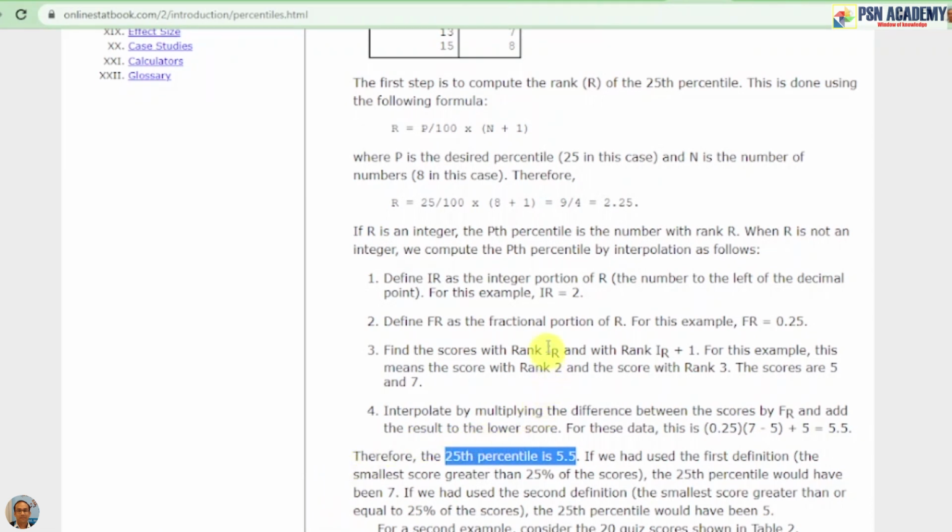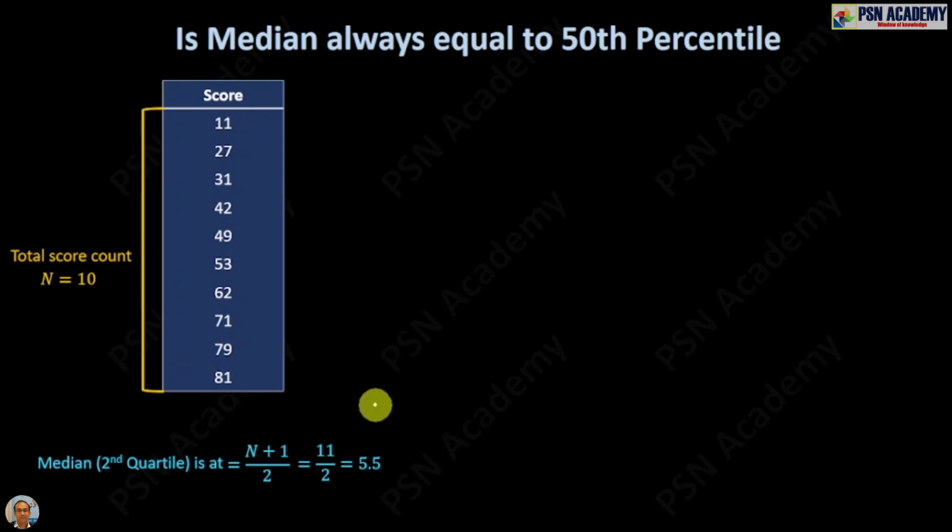He is asking us to get this R. Now the value of R is, say, if you are interested in the 50th percentile, then we will write 50 by 100 multiplied by 10 plus 1, because our data sheet has 10 observations. So in place of 25 we write 50, and in place of 8 we write 10, right? So we write here 50 by 100 multiplied by 10 plus 1.